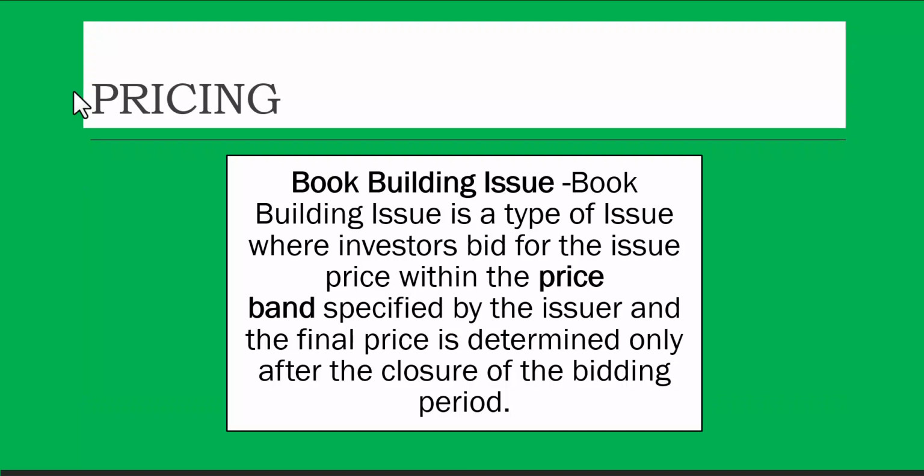Book building issue. Now comes the book building. Book building issue is a type of issue where the investors bid for the issue price within the price band. Here, the applicants are going to make a bid within the price band, which the company has stipulated. And the final price is determined only after the closure of the bidding period. After the bidding period is over and all the bids are received, the company, the issuer and the merchant bankers are going to analyze and fix a price at which the issue will be made. Which process we have already learned in my last section, or watch that video, you can understand that.